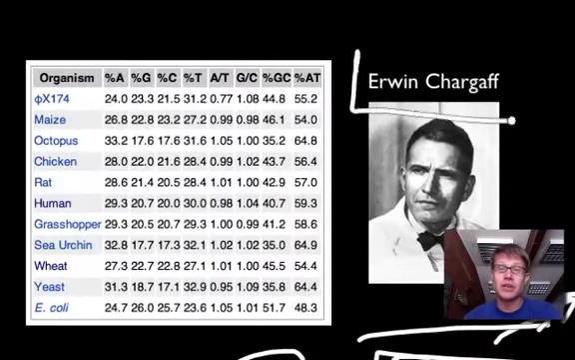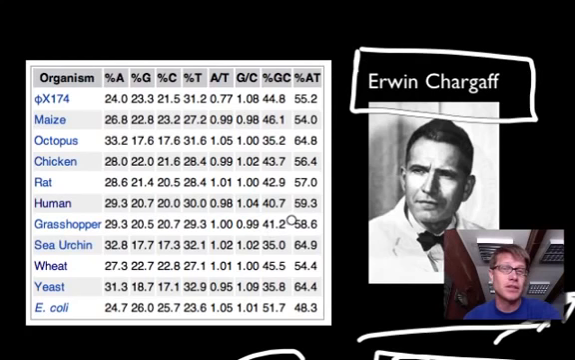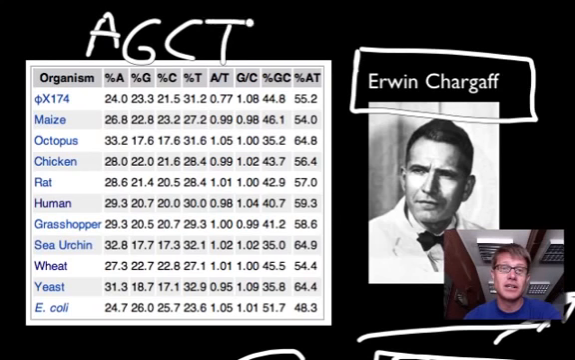Next, we've got Erwin Chargaff. Erwin Chargaff was looking at different organisms and studying the amount of A's, T's, C's, and G's. And so A, G, C, and T are the four different bases that are found in DNA. And he found something unique.